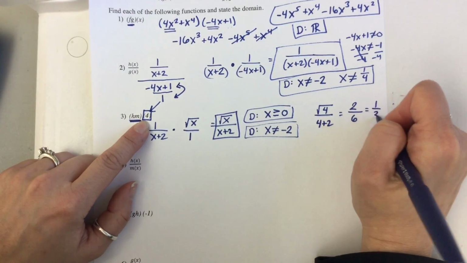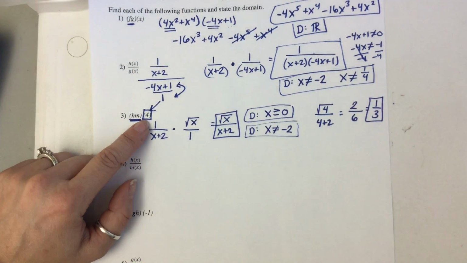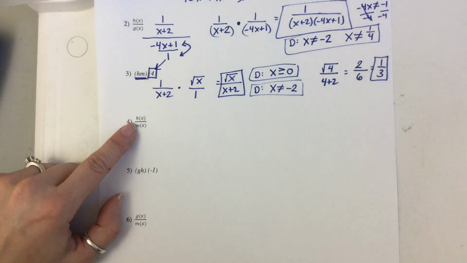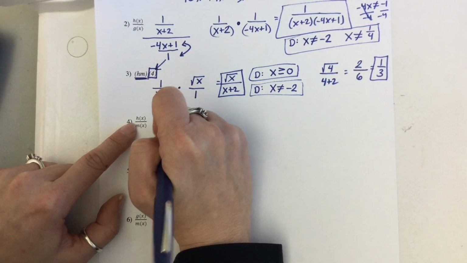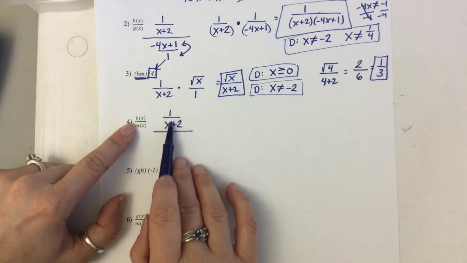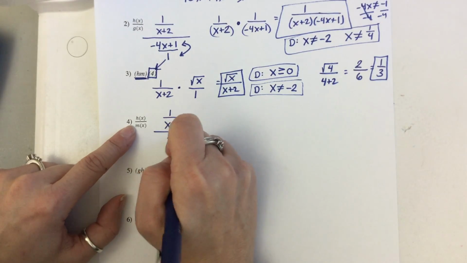2 over 6 can be reduced to 1/3. Okay, let's keep going. We have 3 more examples. h of x over m of x. I'm doing a lot with these fractions because typically this is where it's the most challenging. Okay, so h is on the top over m.